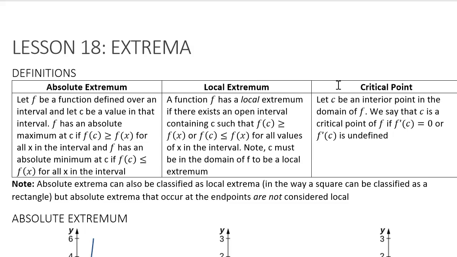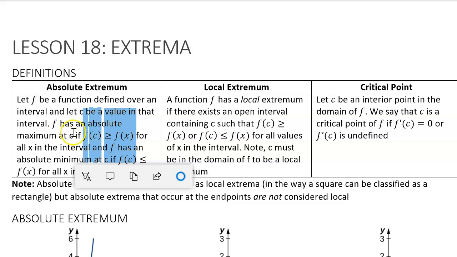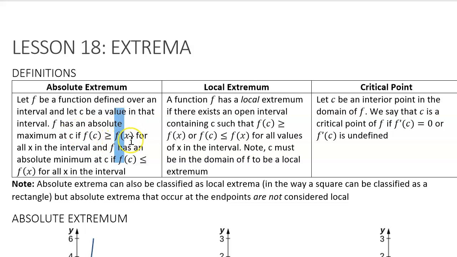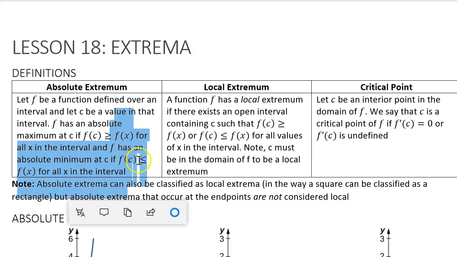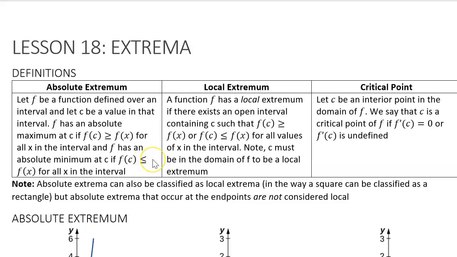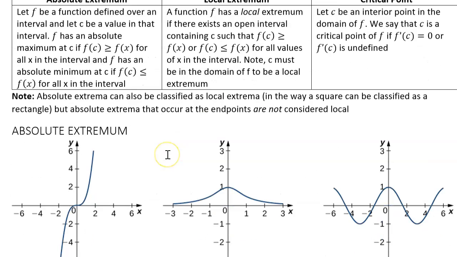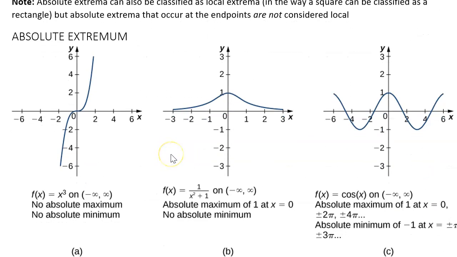And so the first example we're going to be talking about are the absolute extremum, which are your absolute maximums and your absolute minimums. Now you can see that an absolute maximum occurs if the function at the given value c is greater than or equal to all other function values in the domain. Vice versa, you're going to have a minimum if the function value at that location is less than or equal to all other function values in the interval. So the examples from the textbook, pretty clear.